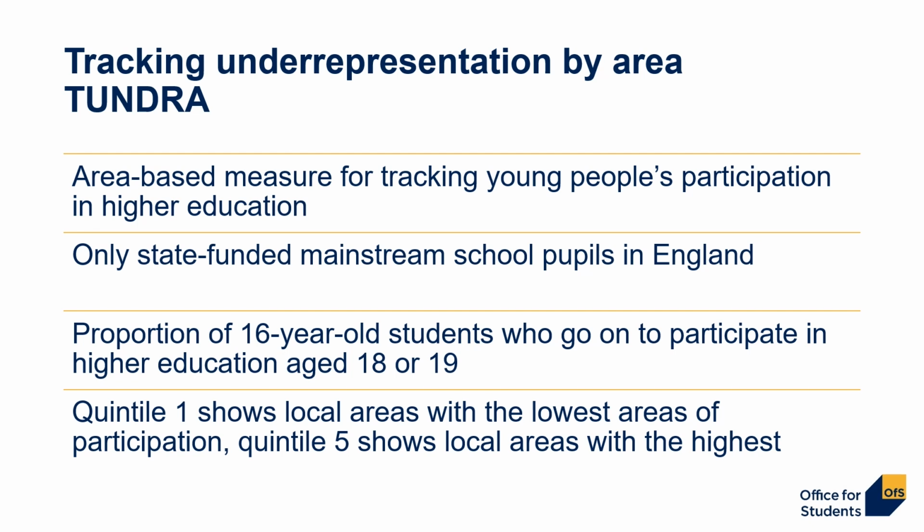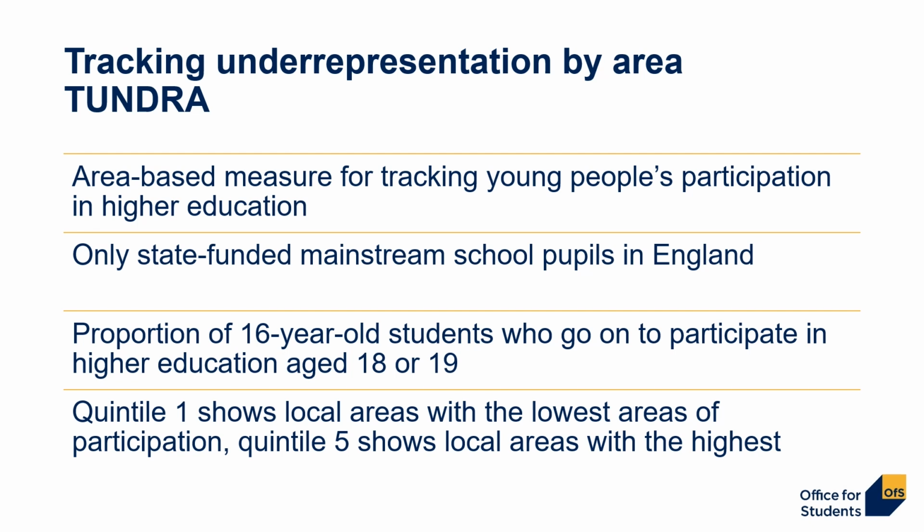The main differences between Tundra and Polar 4, the other area-based measure of participation in higher education developed at the OFS, are: Tundra uses data linking to track individual students from the GCSE cohort at age 16 to participation in higher education at age 18 to 19. Polar 4 does not use data linking. Tundra focuses on pupils in state-funded mainstream schools, excluding those pupils at independent schools, special schools, and pupil referral units. Polar 4 includes all 18-year-olds from an area and therefore doesn't place restrictions on school types.